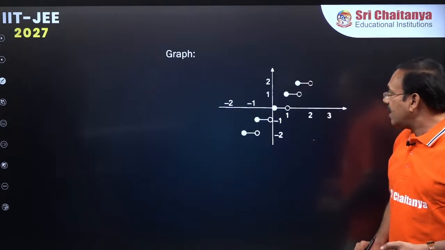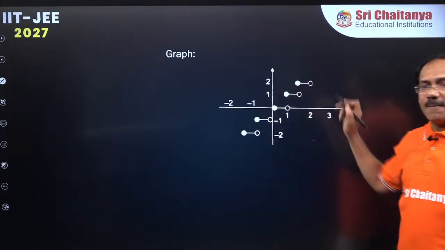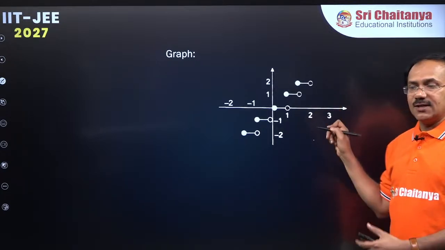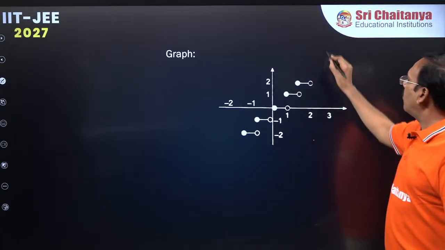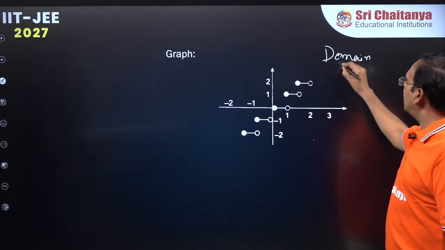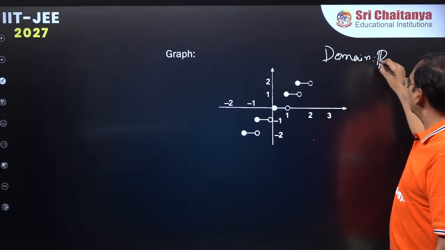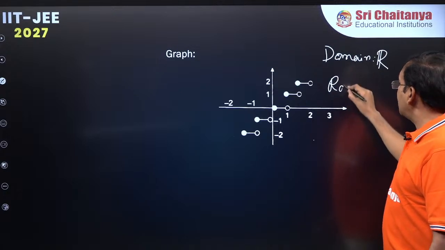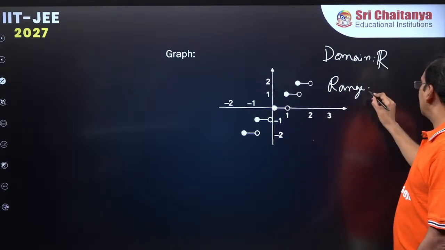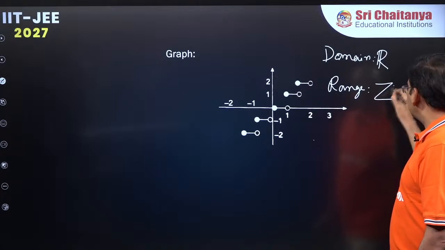Once again, in brief, the graph of step x will be like this. The domain is nothing but the elements which you can give as input, which is all real numbers, whereas range is output. The output is nothing but only integers.